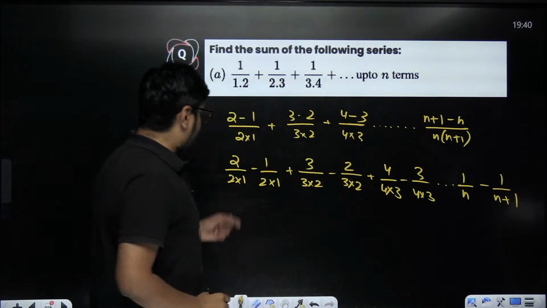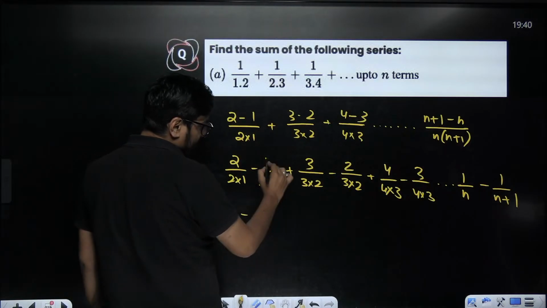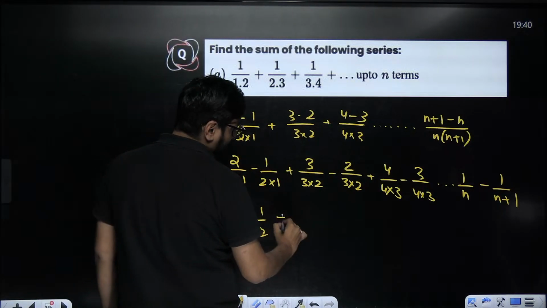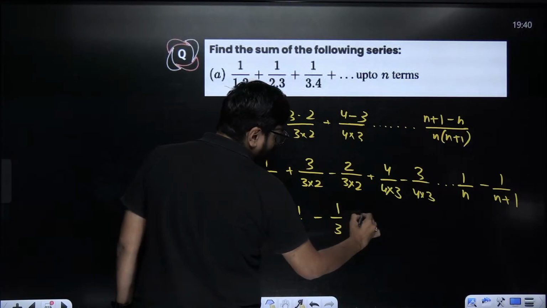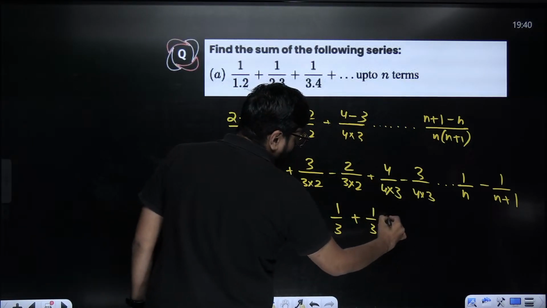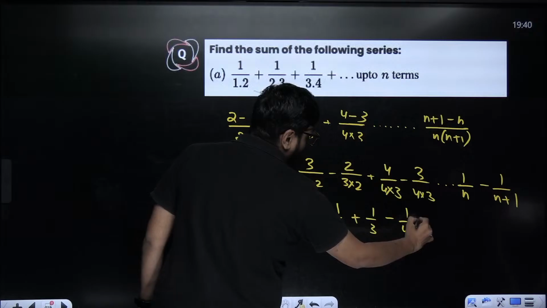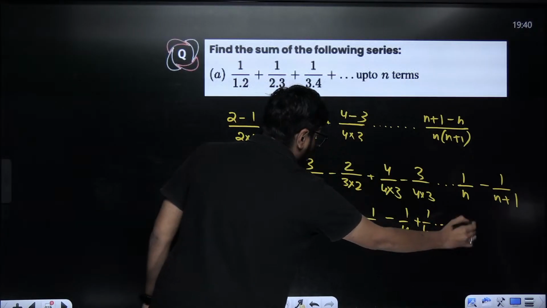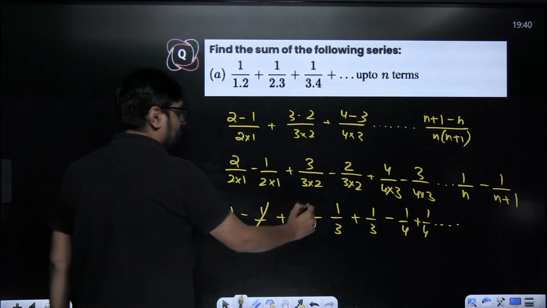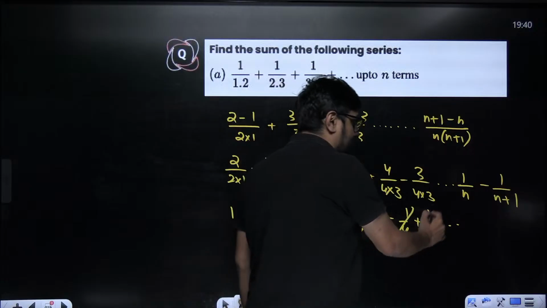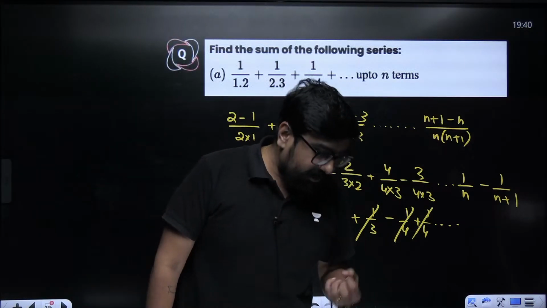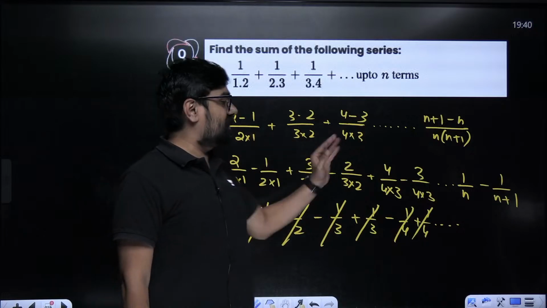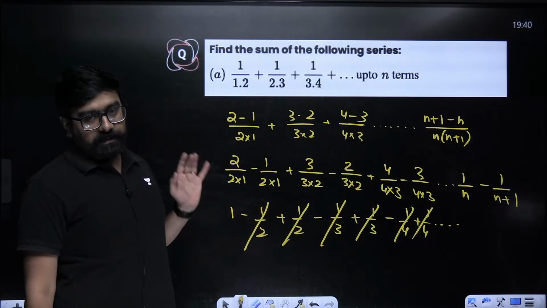If we pay attention, what is happening? 1 minus 1 by 2, plus 1 by 2 minus 1 by 3, plus 1 by 3 minus 1 by 4, plus 1 by 4, and it will keep going on like this. When we see this, these terms are going to get cancelled. This is what we call telescoping. That means when we looked closely, the series is not that big. It is a very small series.